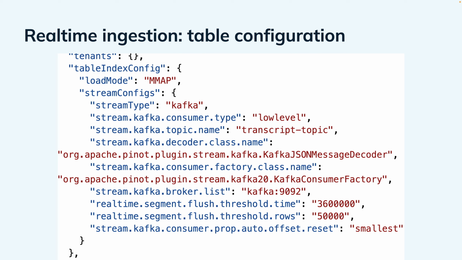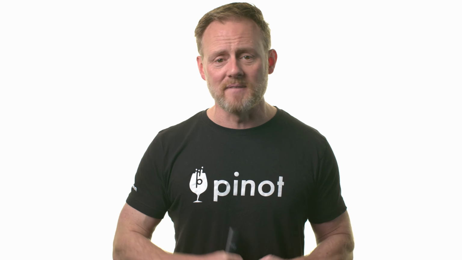It says the stream type is Kafka. My topic is apparently called transcript topic. And I am decoding JSON messages. Then I've got the good old Bootstrap server list, as I normally would when connecting to a Kafka cluster. So really, at the table level, this table is saying, that is my Kafka cluster, that cluster over there, and that's the topic that I want to consume from. That's the format of the messages that I expect to find in there.